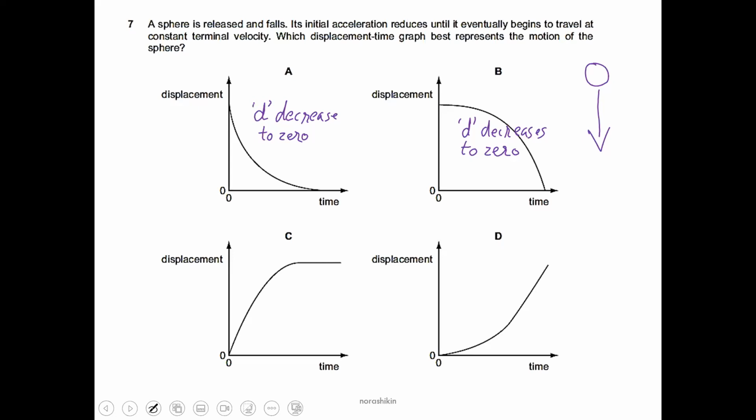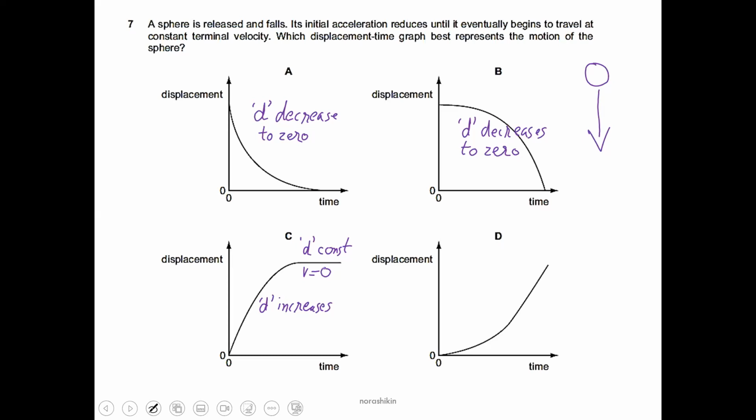In A, displacement is decreasing at a decreasing rate. In B, displacement is decreasing at an increasing rate. Gradient is increasing. Acha, what about D? Displacement increases. Here, D becomes constant and velocity becomes zero.